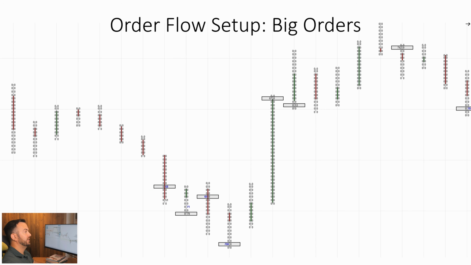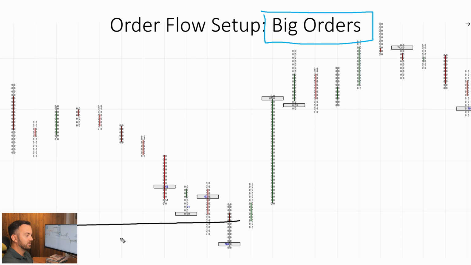Now, another order flow setup that I like to show you is big orders or confirmation by big orders. And here's how it goes. Take a look at this picture, and this is the chart, the trades filter chart, where it only shows the big single orders, right? So it filters out all the noise, only shows the big orders.